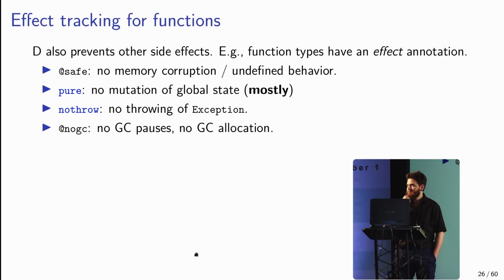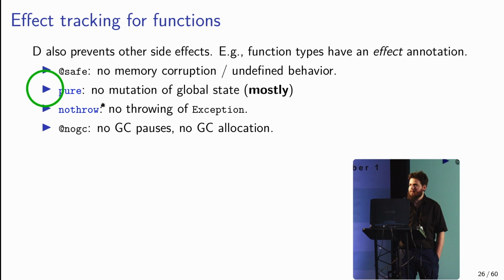So more generally, D prevents auto side effects. So all function types have an effect annotation. If it's left out, that's still an effect, right? It just means it's unrestricted. You can do anything that the language allows. So as we see, safe means no memory corruption. It also means no undefined behavior, because memory corruption and undefined behavior are kind of related. So this is the data side, and this is the behavior side.